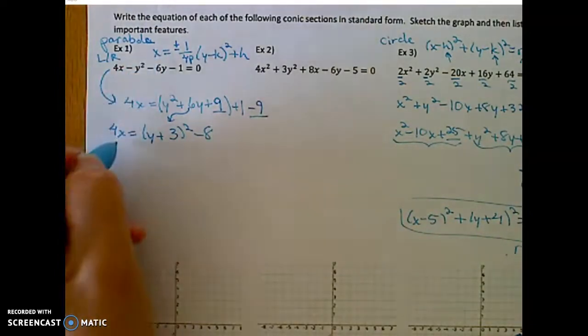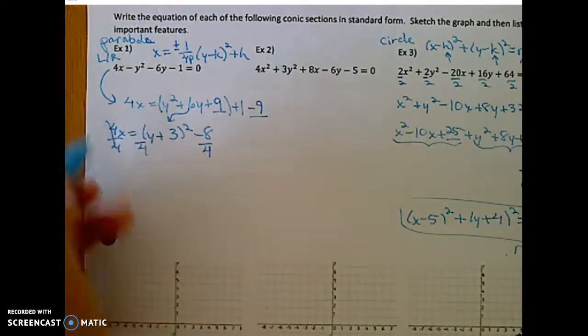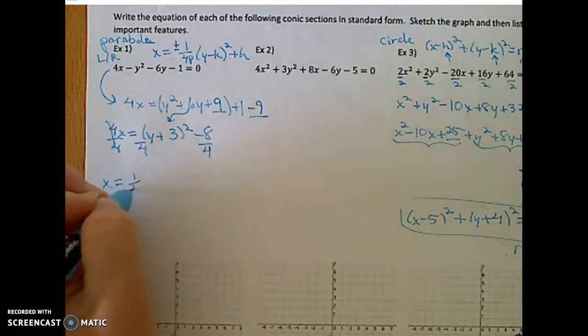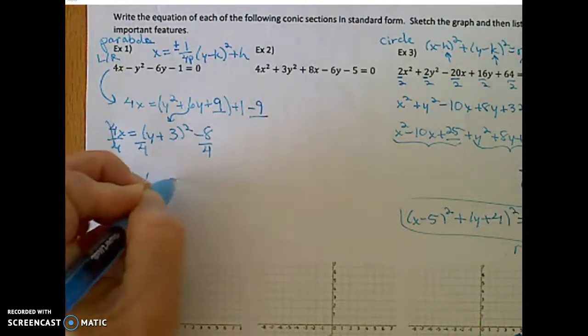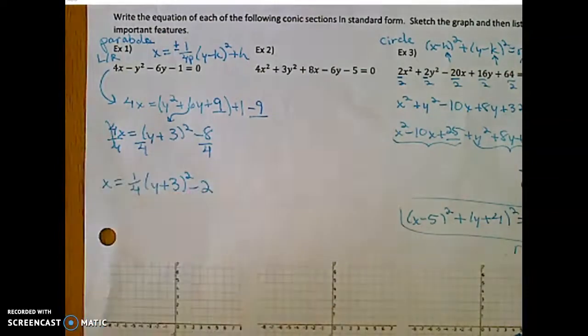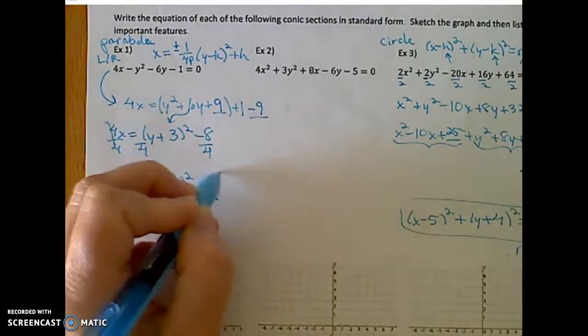Almost in vertex form, I'm going to divide through by 4, divide by 4, divide by 4, and here we are: x equals 1/4 (y plus 3) squared minus 2. Alrighty, so there is the vertex form of this.